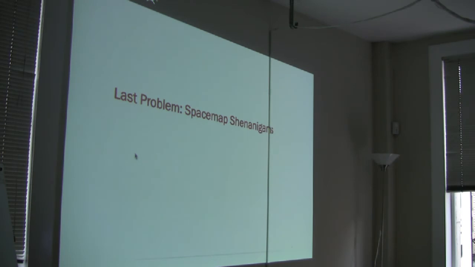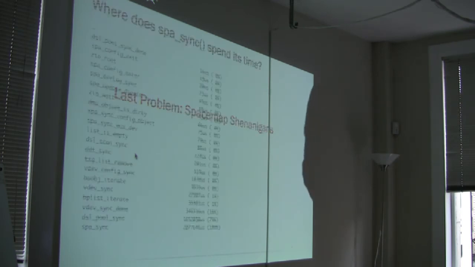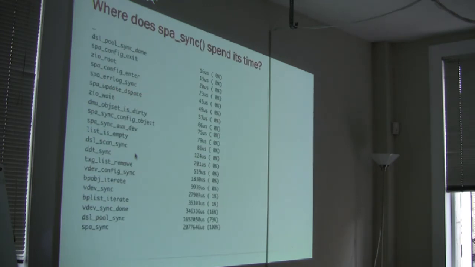All right, the next one falls in the category of space map shenanigans. So we looked at this picture of SPA sync. Again, SPA sync is called when we're writing out all of this data to disk. Previously, that was once every 5 seconds or once every 1 second. Under the new IO scheduler, it's when we've accumulated enough data that we've decided to break off a new transaction group. And so here we looked at all of the functions that it calls and the percentage of time that we spend in each.